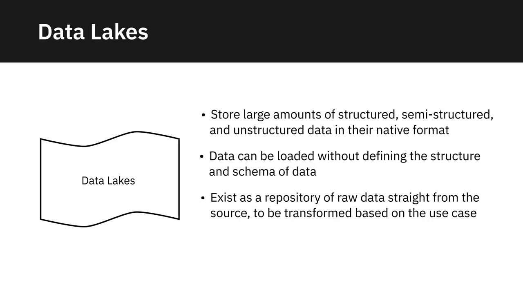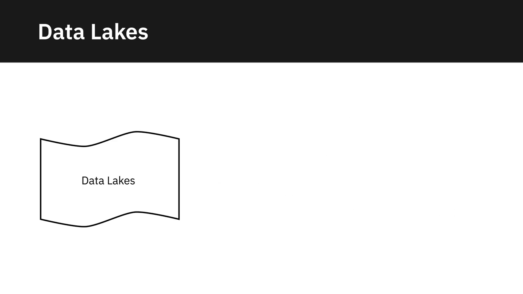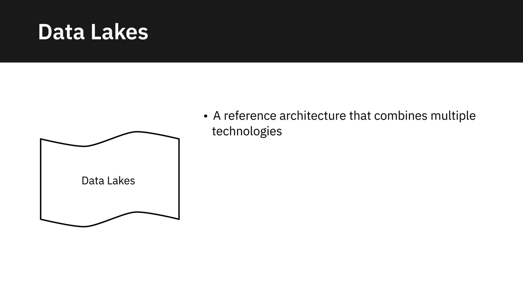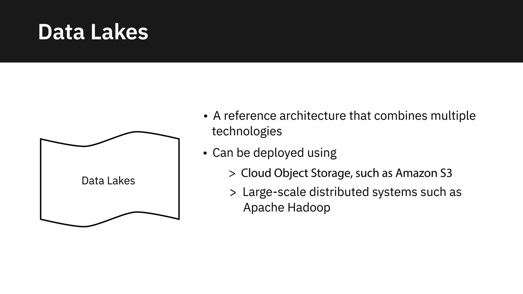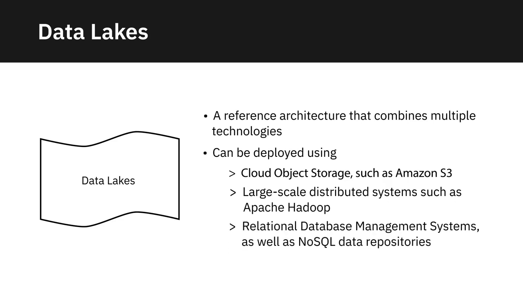Which does not mean that a data lake is a place where data can be dumped without governance. While in the data lake, the data is appropriately classified, protected, and governed. A data lake is a reference architecture that is independent of technology. Data lakes combine a variety of technologies that come together to facilitate agile data exploration for analysts and data scientists. Data lakes can be deployed using cloud object storage, such as Amazon S3, or large-scale distributed systems such as Apache Hadoop, used for processing big data. They can also be deployed on different relational database management systems, as well as NoSQL data repositories that can store very large amounts of data.